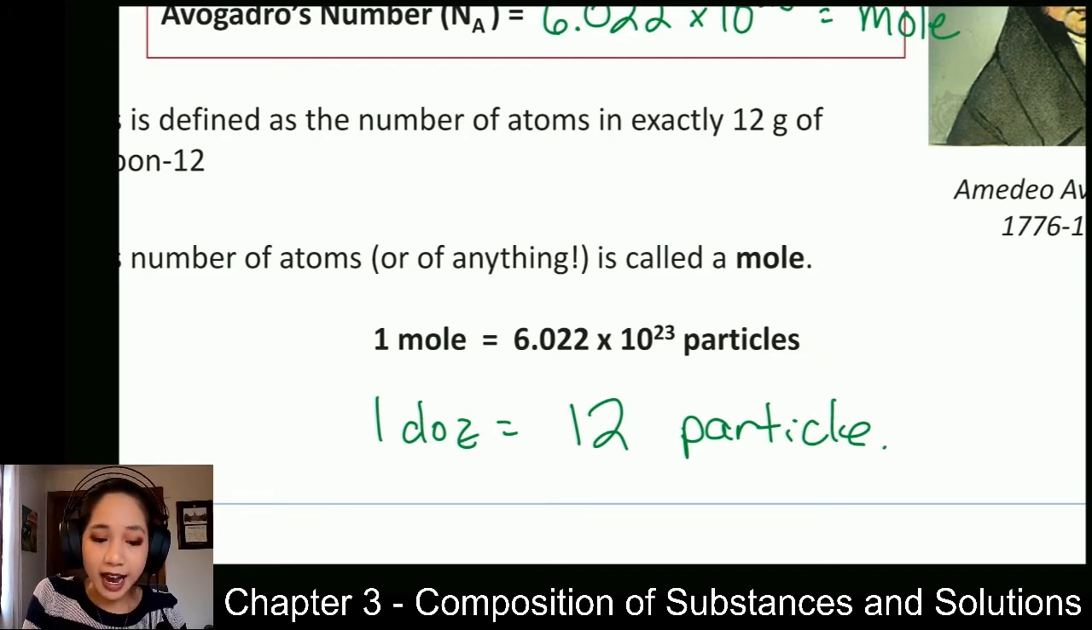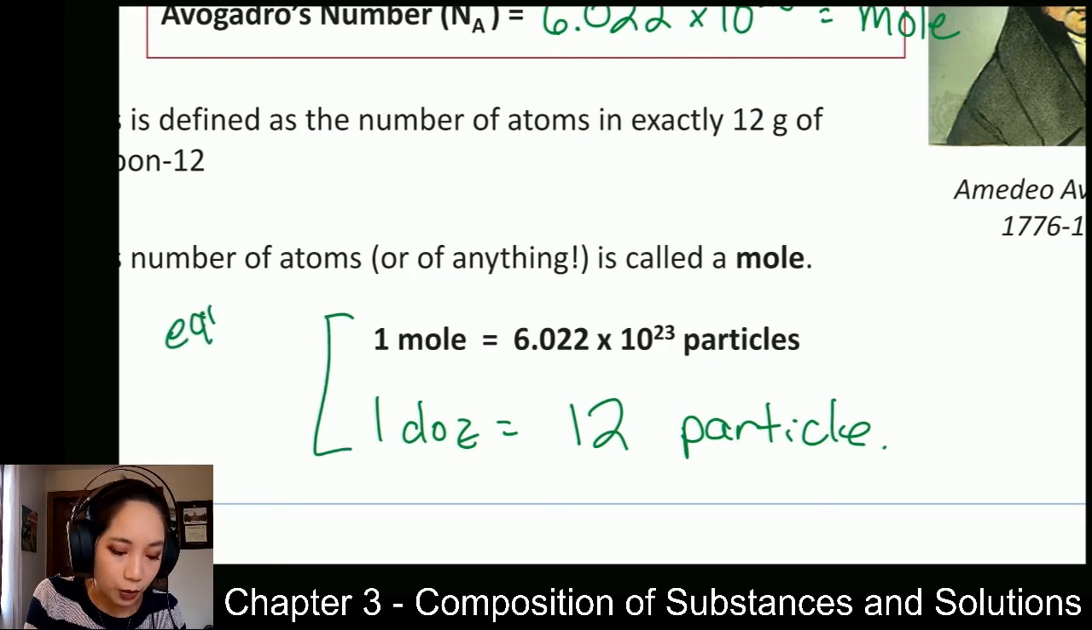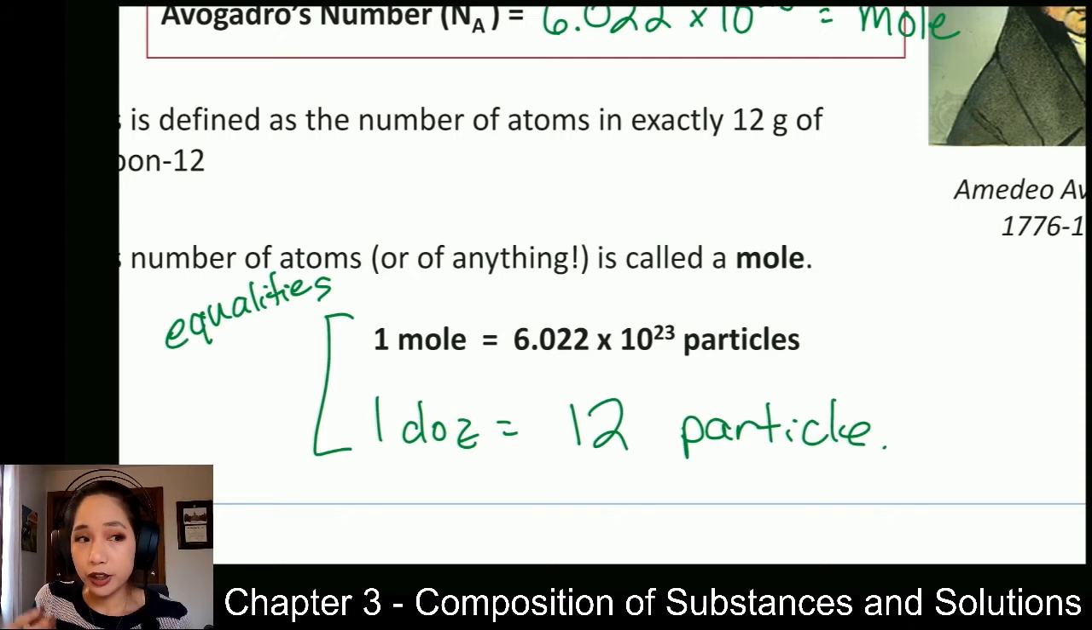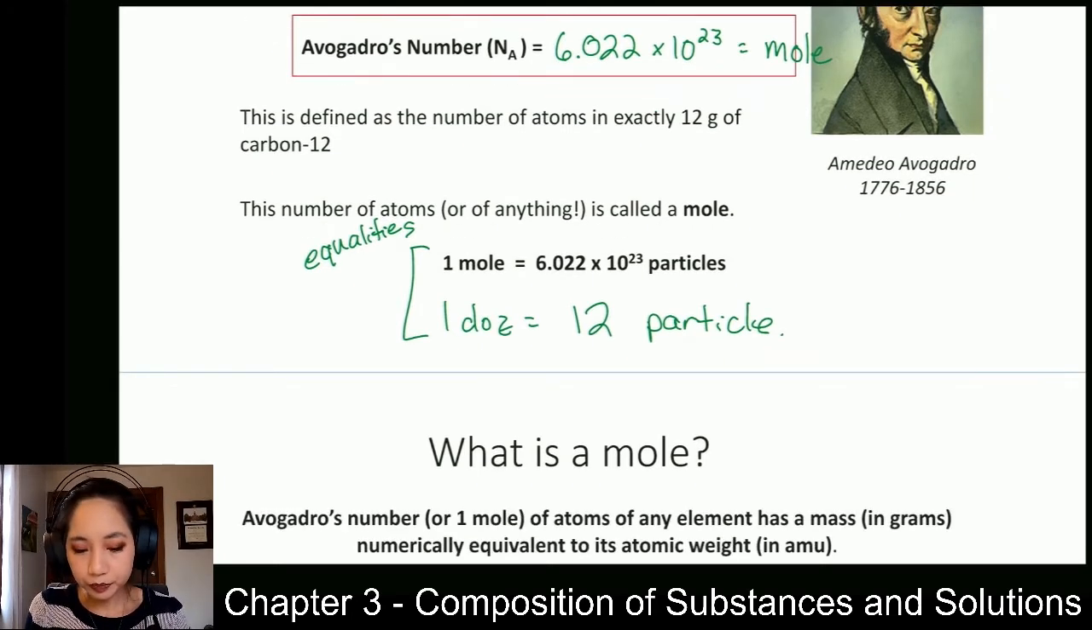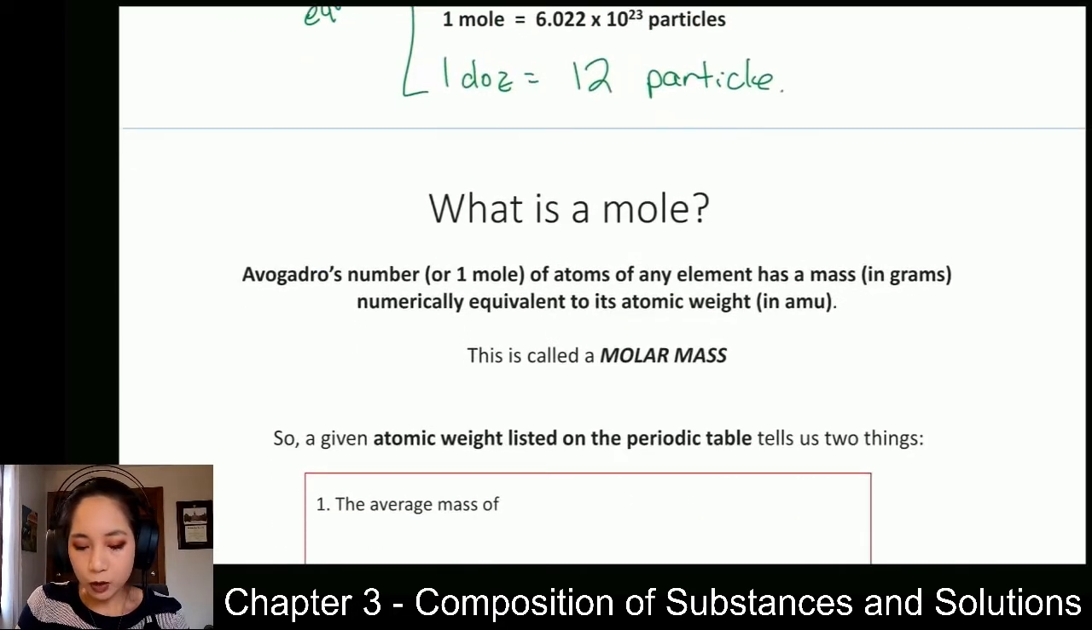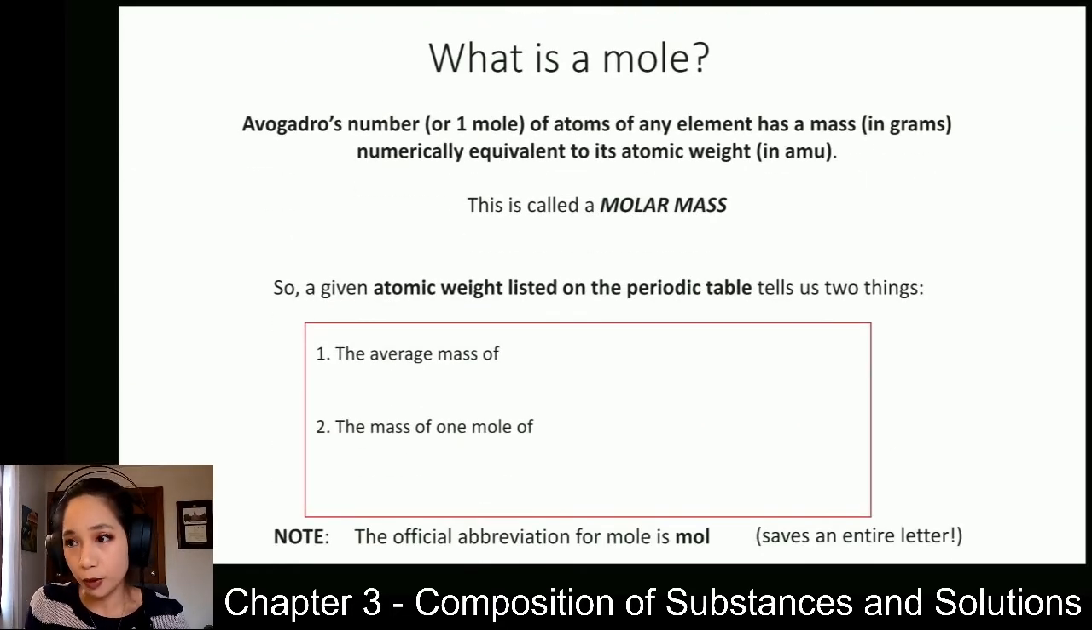These are our equalities that we can use in conversion factors within dimensional analysis, which I think I show you. No, not quite. But we can use these equalities in dimensional analysis to convert between moles of a substance to individual particles of that substance, or we can convert between a dozen of something to number of particles or number of items within that sample. Okay, so I kind of gave you a glimpse of the significance of the mole and why we use it.